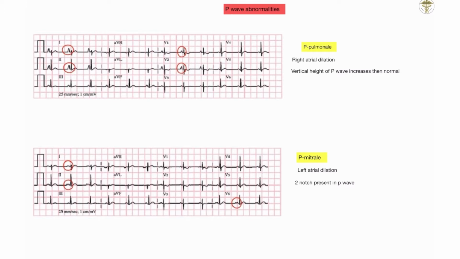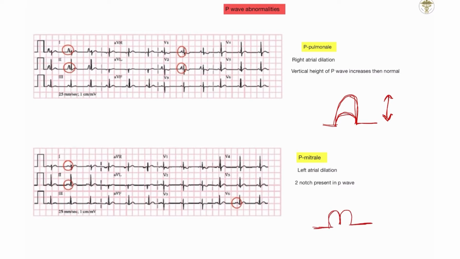I will explain. In the P pulmonale condition, you will see that the vertical height of the P wave increases. This is the normal P wave and this is the increase in the height of the P wave. But in the P mitrale condition, you will not see the vertical height increase. You will see a two notch like formation in the P wave. So this is the P mitrale condition.